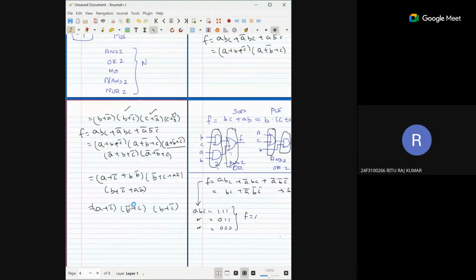A bar plus B, we can take common from the second term and fourth term. The second term is A B bar C, right? Am I right or wrong? I think so, right? Because this is what I told for two, right? Yeah, two is right. 101.